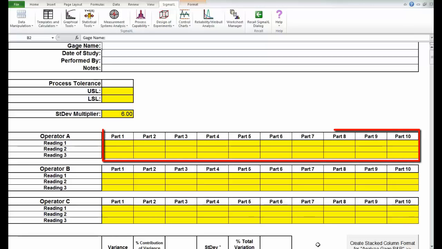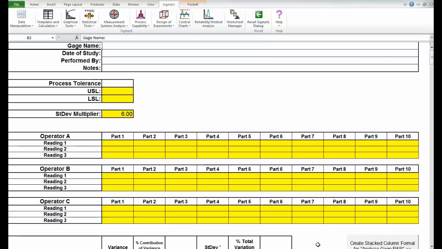This template handles up to 10 parts, up to 3 operators, and each operator can measure each part up to 3 times. The minimum you can do would be 2 operators with 2 readings each, and you could use less than 10 parts if you wanted, but it's really recommended that you use 10 parts, 3 operators, and 2 or 3 readings.